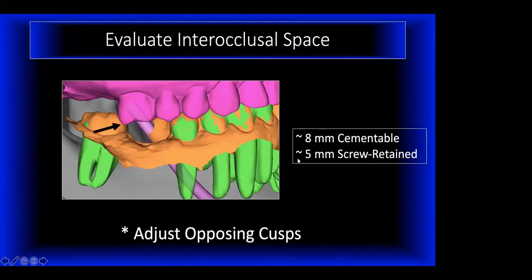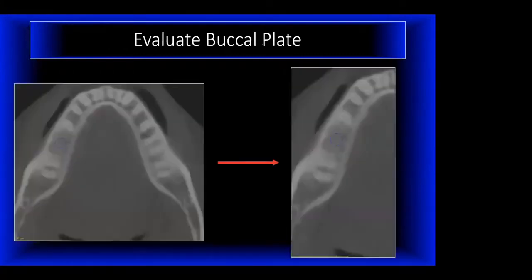If the patient is compromised, such as you have a tilting cusp here or a rotated cusp, what you want to do is adjust that opposing cusp, and always tell the patient that at the beginning of treatment, so that if you do have to do a significant adjustment post-operatively, the patient doesn't think that you're doing that just because your bridge does not fit. So evaluate the interocclusal space.